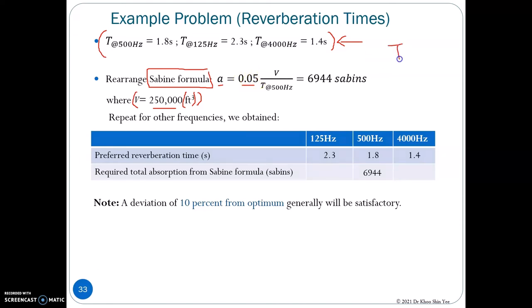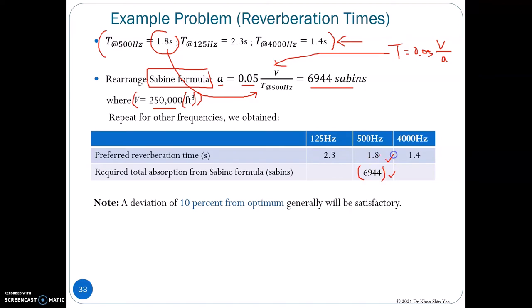So we have learned the reverberation time is equal to 0.05 multiplied with the volume divided with the total room absorption. Rearrange the formula, you should obtain A is equal to 0.05 multiplied with the volume divided with the reverberation time. And we can substitute the reverberation time at 500 Hz inside, and you should obtain the total room absorption to be 6944 sabins. So this is the answer.